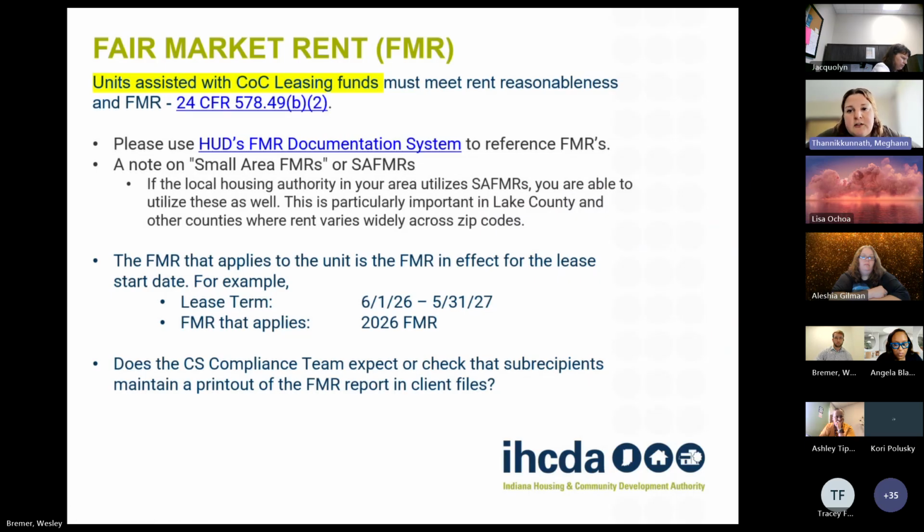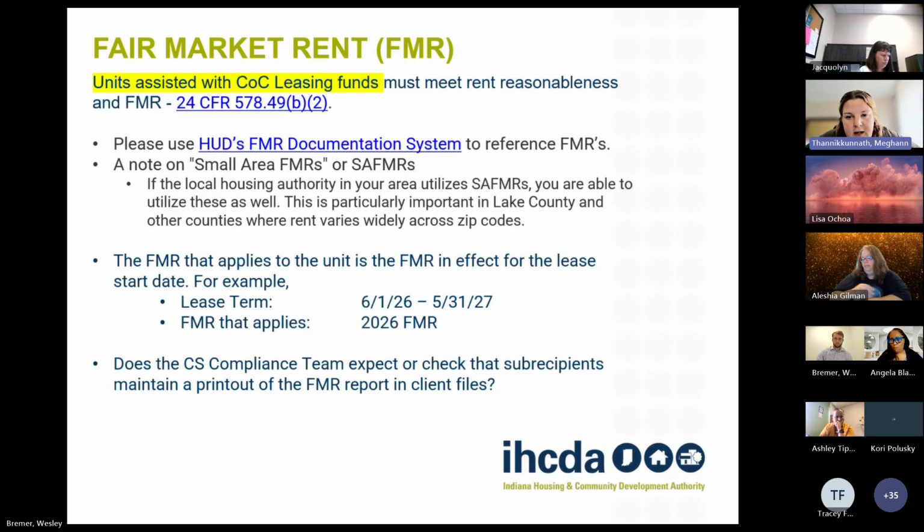All right, and now we're going to talk about FMR. FMR is primarily used by the housing authorities. It's also used by some of our other programs, including ESG, I believe, and some items with HOPWA. So FMR, or fair market rent, is an important term for you to know.